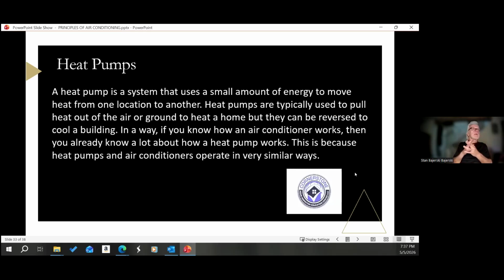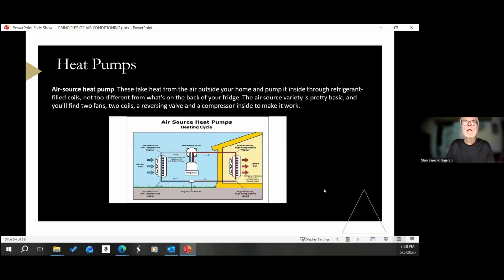I threw heat pumps in here because they're basically half an air conditioning system. A heat pump is a system that uses a small amount of energy to move heat from one location to another. Heat pumps are typically used to pull heat out of the air or ground to heat a home, but they can be reversed to cool a building. If you know how an air conditioning system works, then you already know a lot about the heat pump, because heat pumps and air conditioners operate in very similar fashion. The air source heat pump is what we typically see.